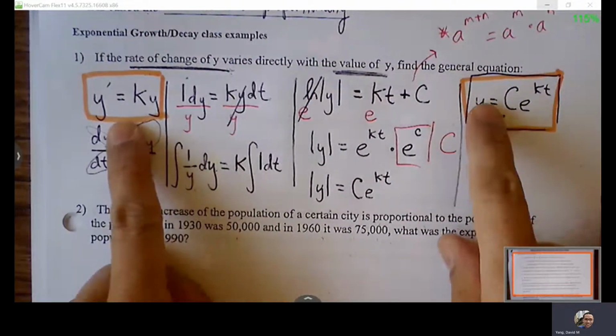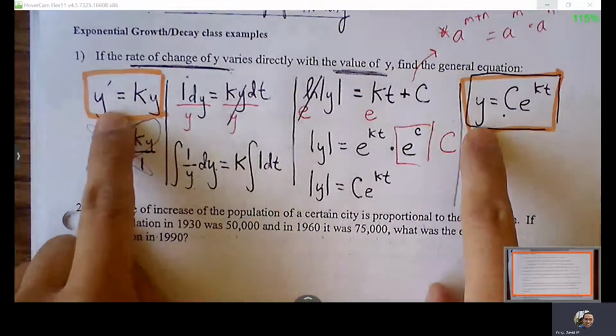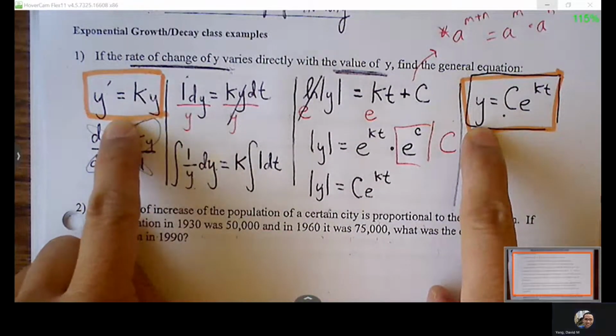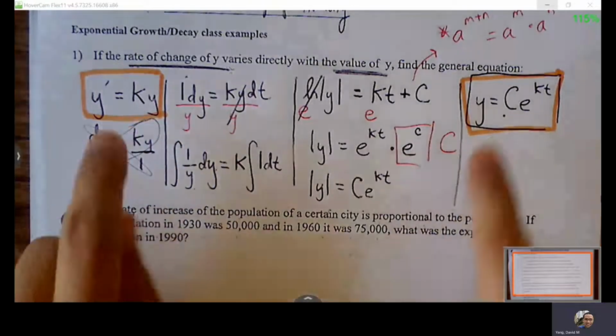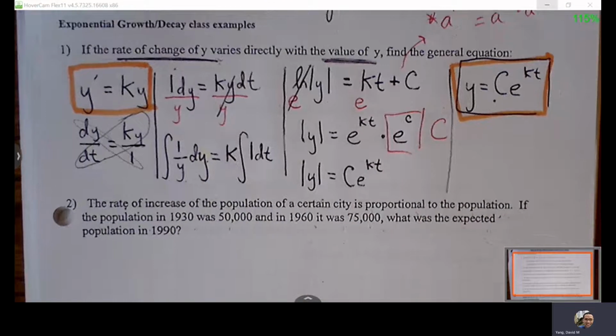Now, if it doesn't look exactly like this, then we do need to spend the time to go through. But this is the most popular differential equation for these word problems. So this is the one you're going to see the most. Okay. So let's look at number 2 here.